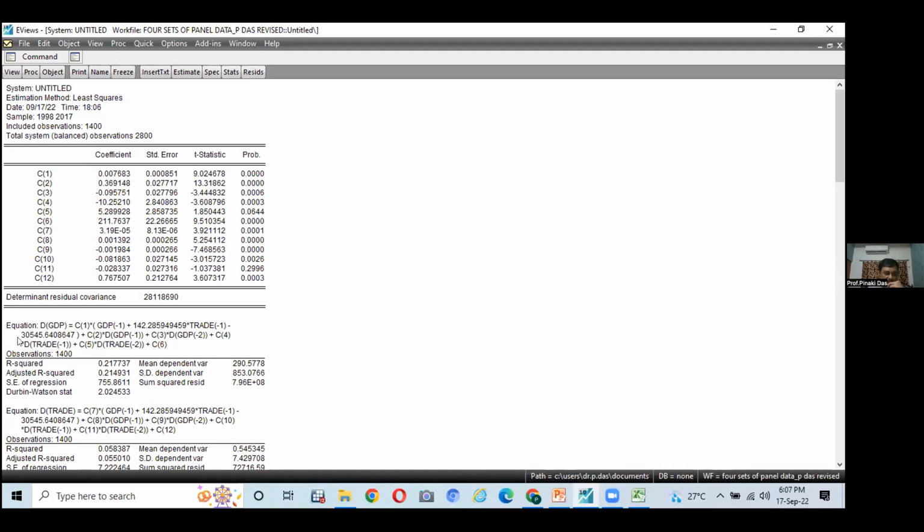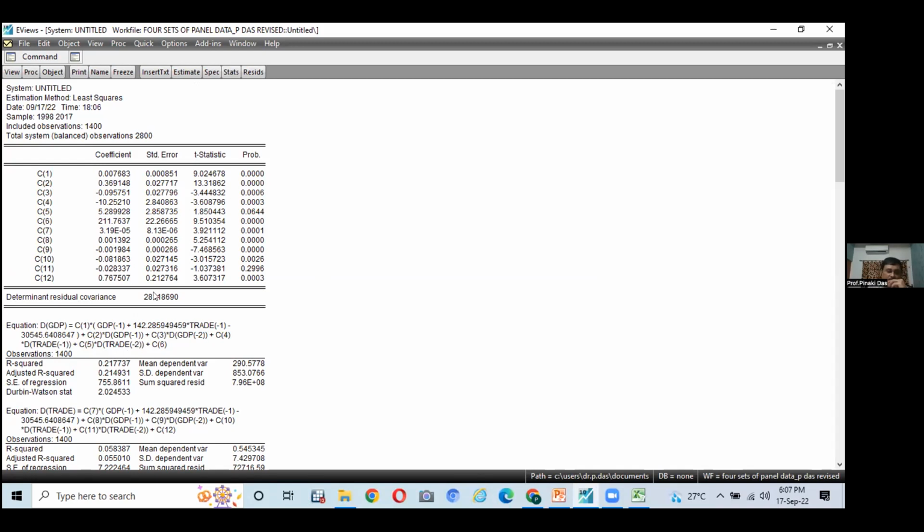What is the C1? The equation is specified at the bottom. C1 is the coefficient of the co-integrating term, and C4 and C5 are the coefficients of the independent variable. Trait is the independent variable. C4 is the coefficient of the first period lag of the independent variable, and C5 is the coefficient of the second period lag of the independent variable.